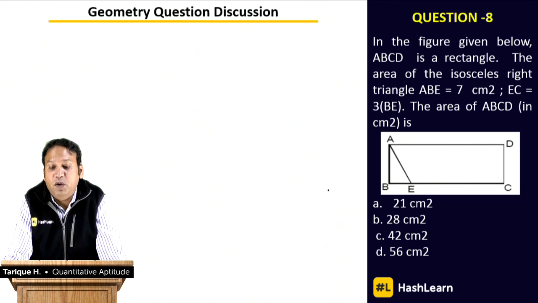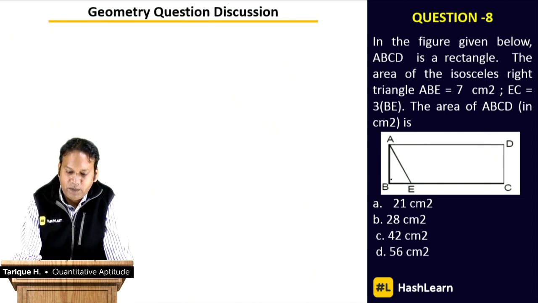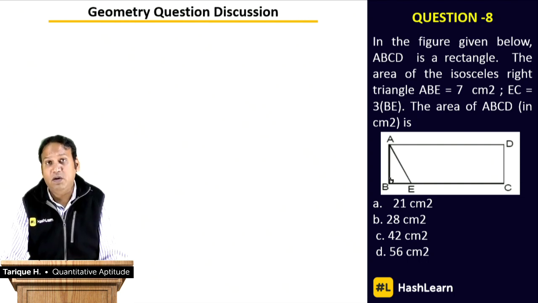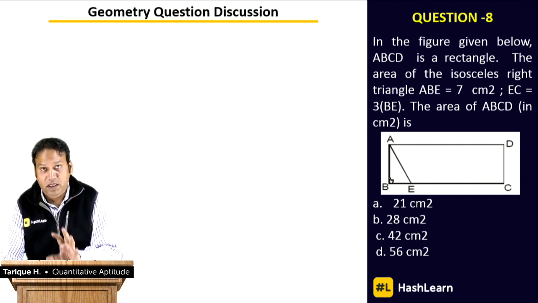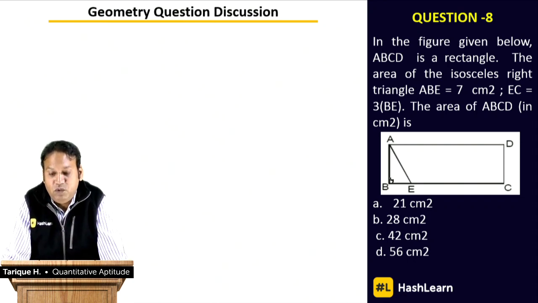In the figure given below, ABCD is a rectangle. The area of the isosceles right triangle ABE. Now they're saying that this right angle triangle, obviously this is a right angle triangle, is isosceles, which means AB is equal to BE, but it does not look like that when you look at the image on the screen. So don't worry about that. Most of the diagrams given to you in exams are not drawn to scale. We don't need to worry about that at all, right?